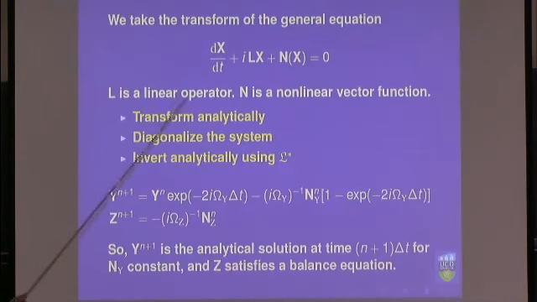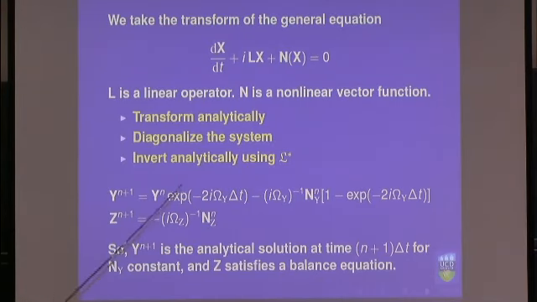So we go back to our original equations, and we go through the formalism. Again, I'm not writing the details down. We transform the equations analytically. We diagonalize the system, so this matrix has to be diagonalized. And then we invert analytically. Now we can do that if we know where the poles are. L star is just my notation for the integral around the circle. It's a modified inverse Laplace transform.